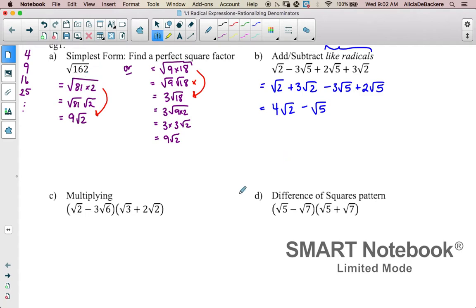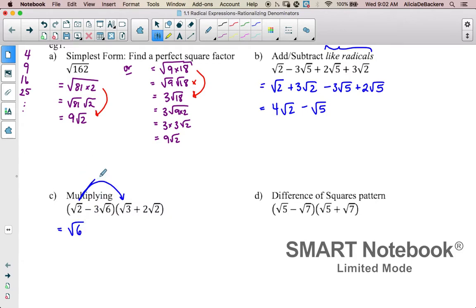So we're going to use that skill within a multiplication of binomials. When I'm multiplying the binomials, first I'm going to start with root 2 and multiply it into the second bracket. So root 2 times root 3, again I can just multiply the numbers under the root, so it just becomes root 6.